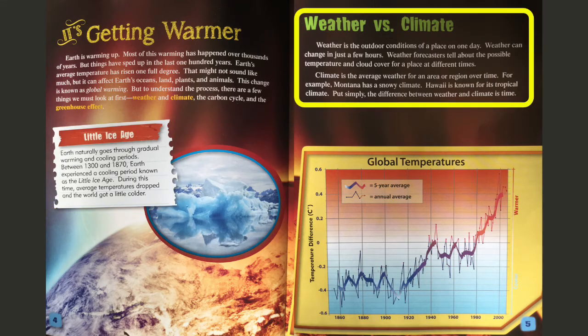Weather versus climate. Weather is the outdoor conditions of a place on one day. Weather can change in just a few hours. Weather forecasters tell the possible temperature and cloud cover for a place at different times. Climate is the average weather for an area or region over time. For example, Montana has a snowy climate. Hawaii is known for tropical climate. Put simply, the difference between weather and climate is time.